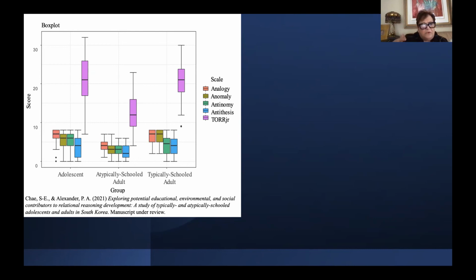Even those who are only now getting fully educated as adults, senior citizens, they could still function fairly well with analogies. But when you get into things like antithesis and anomalies, antithesis and antithetical reasoning, what you find is these people who are not formally educated were really struggling.